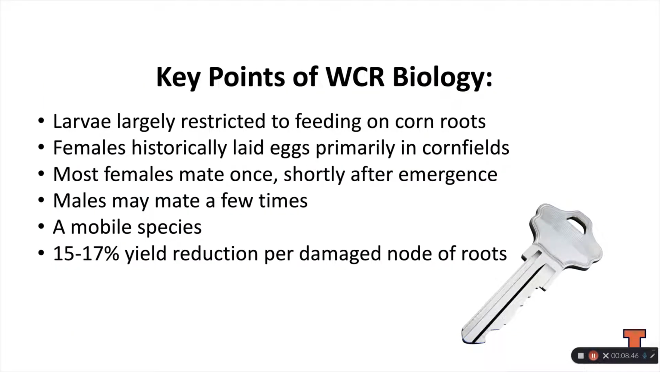What are some key points? First of all, larvae are largely restricted to feeding on corn roots. The females historically laid eggs primarily in cornfields. Most females are only mating once shortly after they emerge, and males may mate a few times. This is a very mobile group of species, especially the western corn rootworm, and we can see yield reductions of 15 to 17% per each damaged node of roots.